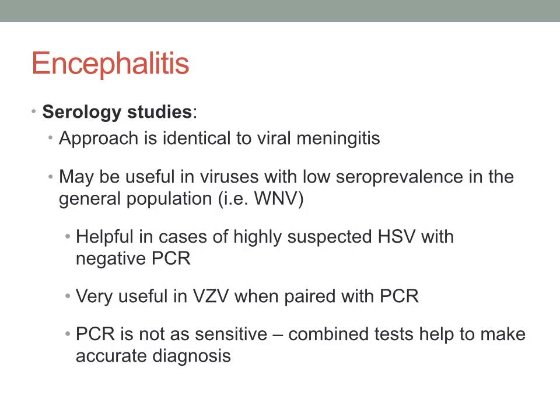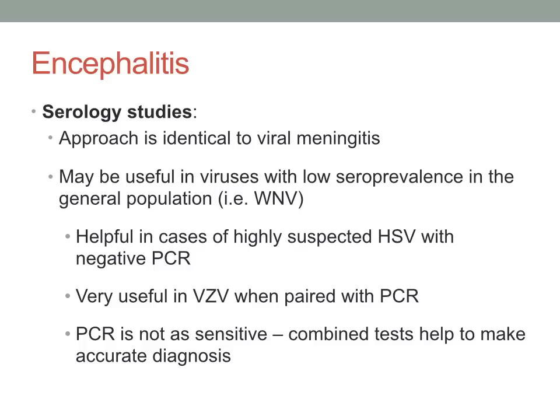Serology studies, like I just mentioned, use an identical approach to that of viral meningitis. So you can look for IgM and IgGs and help figure out what's going to be the plan. They may be useful in patients that have low seroprevalence in the general population, like I mentioned before. It may help you with West Nile virus. Okay. Pretty useful with varicella zoster, but the PCR is not as sensitive for varicella. So, like I said, anything that the PCR is not going to be as sensitive for, you should consider serology testing.